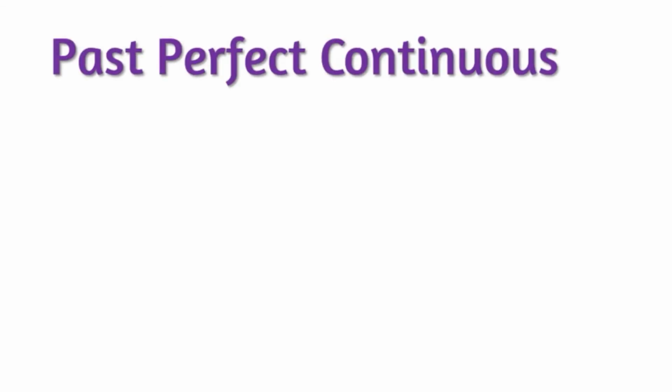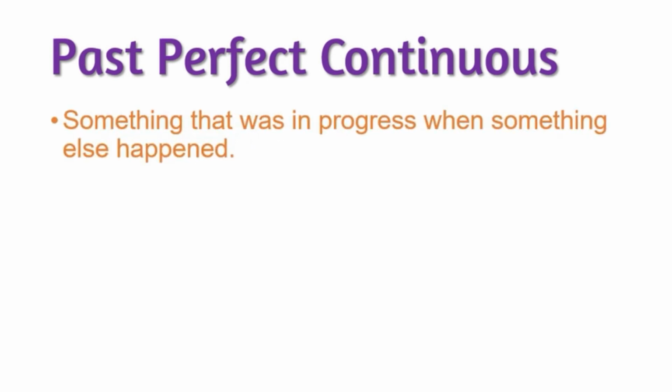Our last verb tense of the day is the past perfect continuous. So we have just seen that past perfect refers to the oldest of two things that happened in the past. And continuous means that it was in progress when the second thing happened.